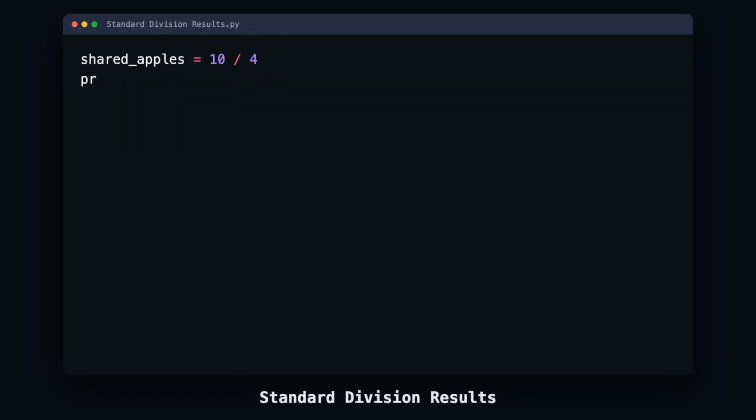Division in Python is special because it always returns a decimal number, which we call a float. We divide 10 apples equally among 4 people using the / symbol. Notice how the printed result is 2.5, including the decimal. Many new programmers get confused and expect division to return a whole number when the math divides evenly. However, a single slash guarantees a float result every single time.